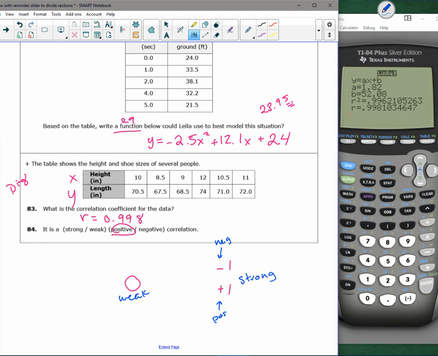But the 0 to 1 tells me if it's weak or strong. So it doesn't matter if it's closer to -1 or +1. If it's really close to 1, then it's going to be your strong correlation. So if I'm looking at 0.998, that's really close to 1. So this is going to be a strong positive correlation.